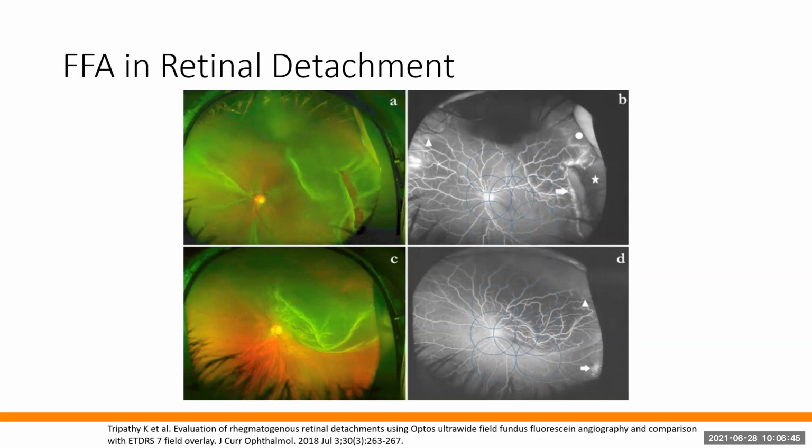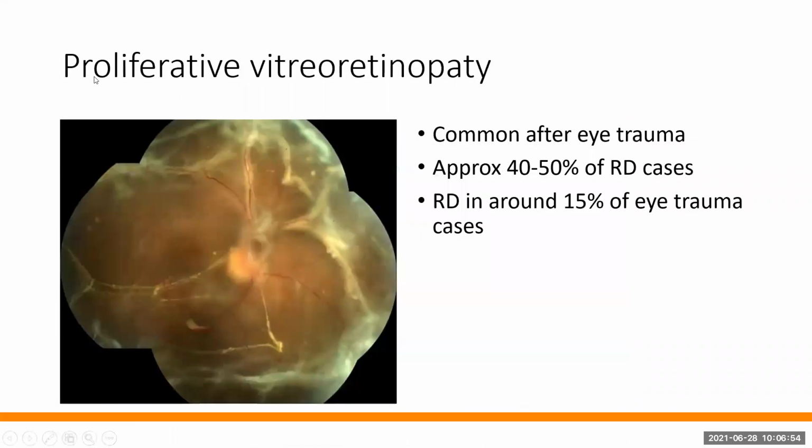But that hasn't been studied. So we don't really know how much a drug gets into the eye after ocular trauma. The other condition that we're worried about after ocular trauma is proliferative retinopathy.